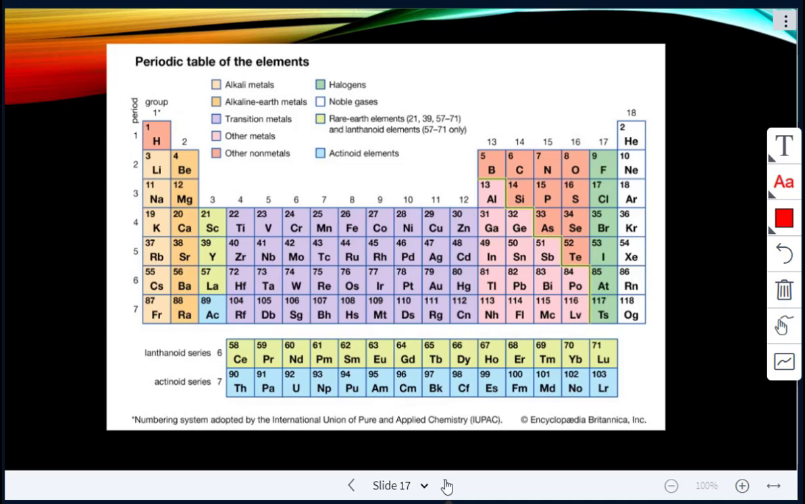Looking at the groups again, group 1 that you are required to know was the alkali metals. Group 2, alkaline earth metals. Group 17, those are the halogens. And group 18, those are the noble gases. And here is that staircase that I was talking about before. To the left of the staircase are our metals, and to the right of the staircase are the nonmetals.